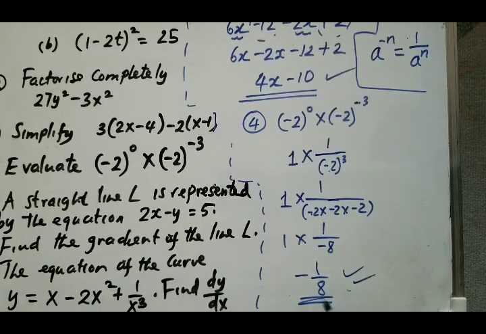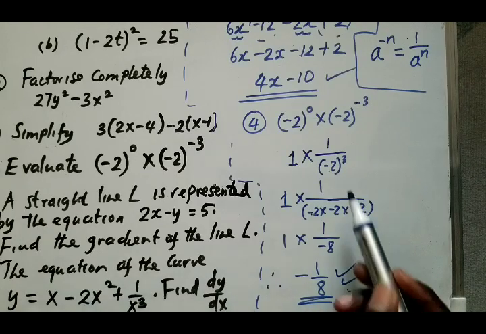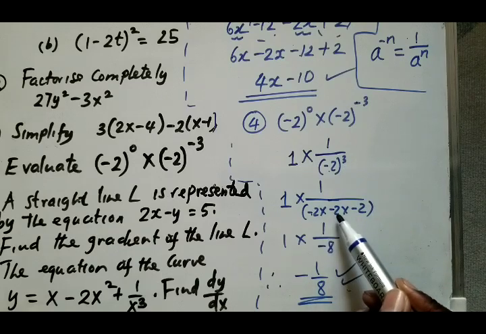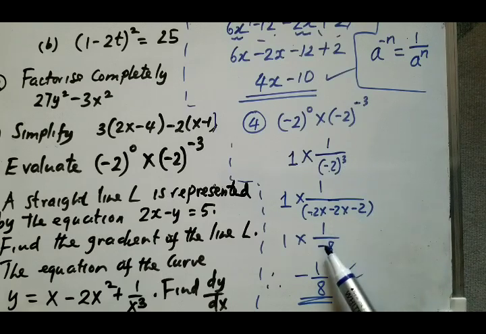And this is the final answer that you needed to have: negative 1 over 8. Remember, this means negative 2 times negative 2 times negative 2, which will give you 1 over negative 8, and 1 times that will give us that.